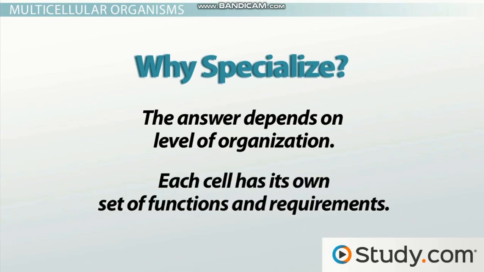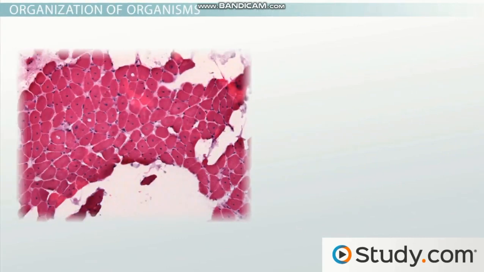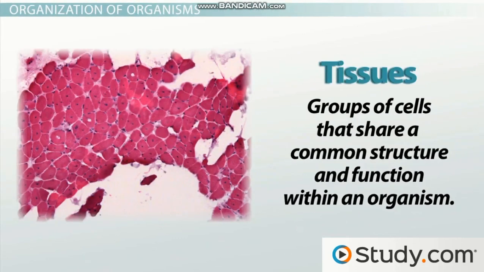Starting at the cellular level, each cell has its own set of functions and requirements that it must carry out. Most cells form groups called tissues, which are groups of cells that share a common structure and function within an organism. Tissues are the next level of organization in an organism, and are often very specialized to perform only one or maybe a few very specific tasks. For instance, muscle tissue is specialized to contract. That's about all it does.